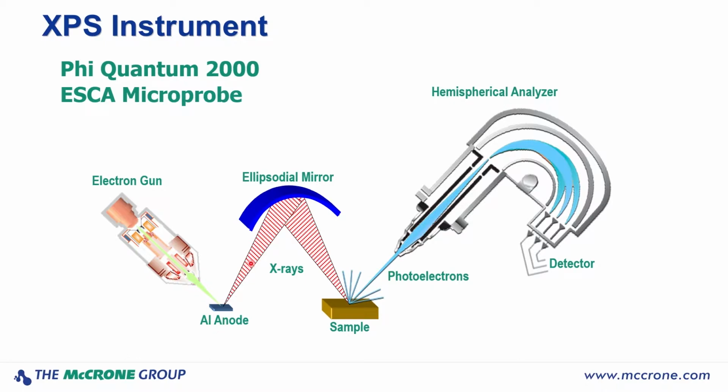Those X-rays then are focused onto a sample using ellipsoidal mirrors, and this also produces a monochromatic source of X-rays. Those X-rays interact with the atoms of the sample to produce photoelectrons. The photoelectrons are then collected by a lens and sent through an energy analyzer to separate them out by energy. And this is used then to produce a spectrum of photoelectron intensity versus energy.